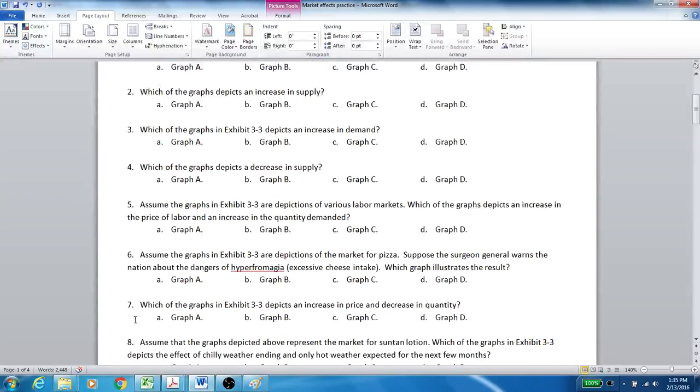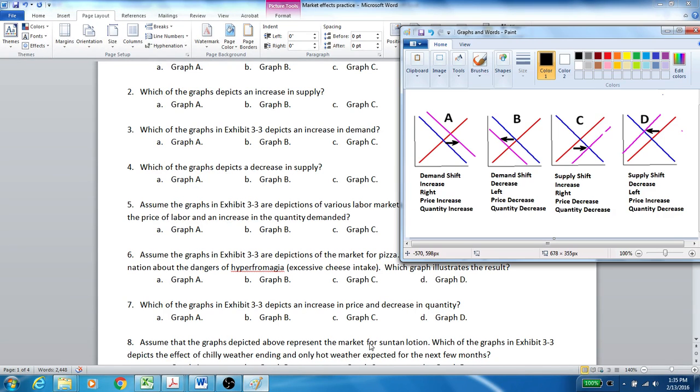Here, we'll keep on moving along. Assume the graphs are depictions of the market for pizza. Suppose the Surgeon General warns the nation about the danger of hyperfromagia, which is excessive cheese intake. Then we would expect that some people would eat less pizza since it's so cheesy and good. So we're looking for a decrease in demand in this case. That would show B.